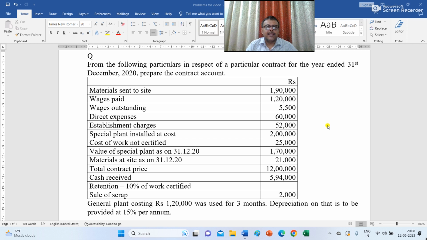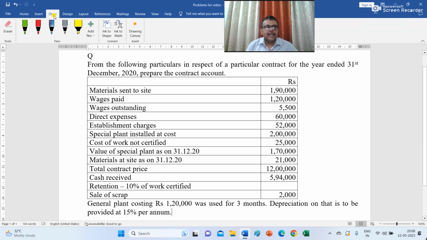So before I proceed, let me explain the problem. Here, there are two plants used. One, the special plant which is given, and when it was introduced to the contract, it was valued at 2 lakh, and the value of the special plant at the end of the year was 1,70,000. So depreciation for this special plant was rupees 30,000.